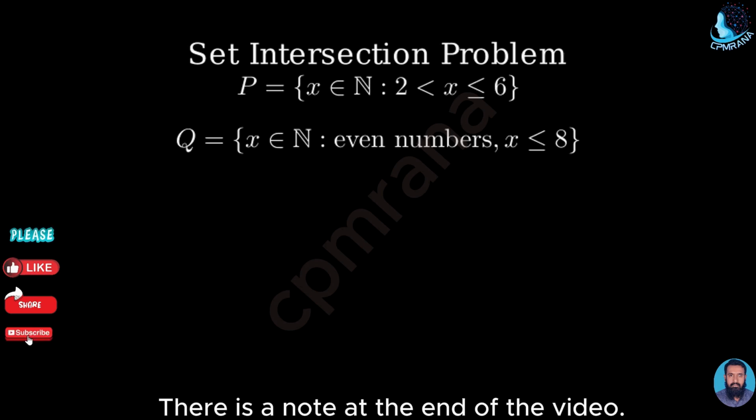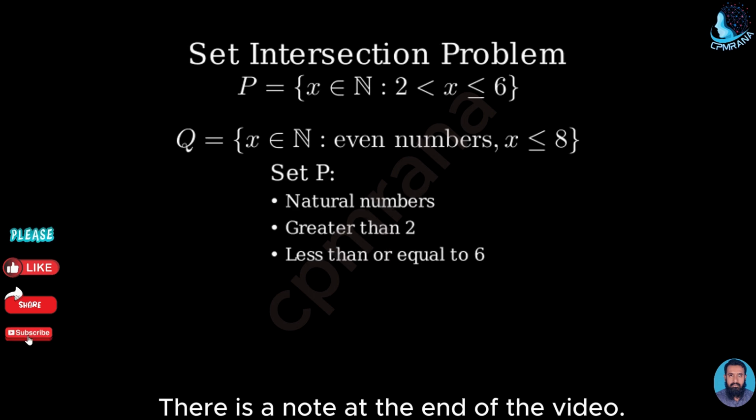First, let's find all the elements in set P. Set P contains natural numbers that are greater than 2 and less than or equal to 6. So P equals the set containing 3, 4, 5, and 6.